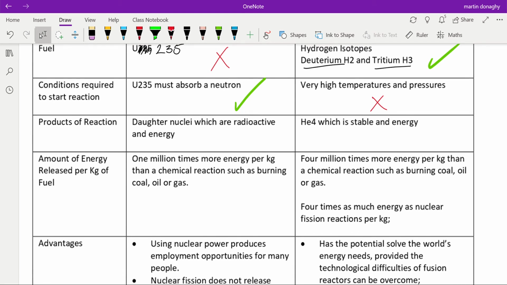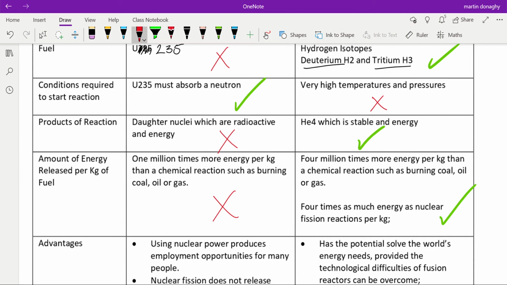The products of a fission reaction then, when we split the nucleus, is daughter nuclei, which are radioactive. Okay, so they emit radiation, which can be dangerous, rather than for fusion, we just get our helium-4, which does not emit radiation, and in both cases we get energy produced as well. However, we get more energy produced per kilogram of fuel for nuclear fusion.